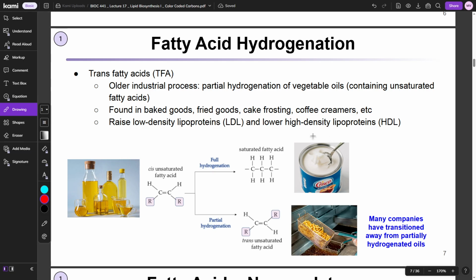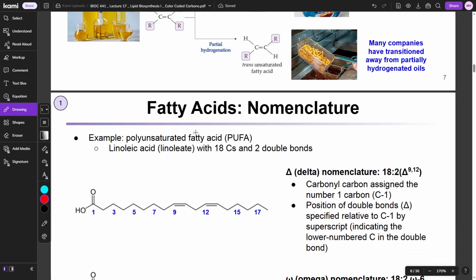Fatty acid hydrogenation. So trans fatty acids, this is a cool slide. I don't think it's that important. You find these trans fatty acids in different things, but cool.